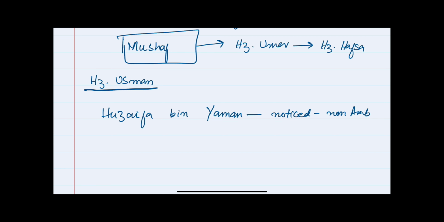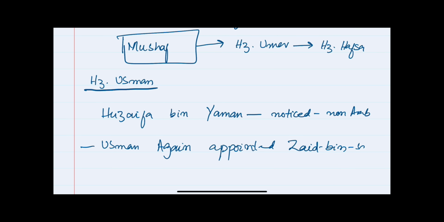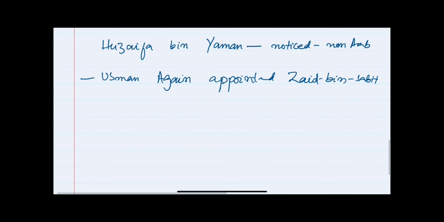To respond to this problem, Hazrat Usman again appointed Zaid bin Sabit. But this time, Zaid bin Sabit was asked to make copies of the Mushaf of Hafsa, the real text. And Zaid bin Sabit made the copies of the real text, and those copies were sent all across the Islamic empire.